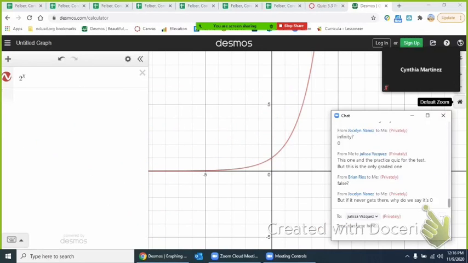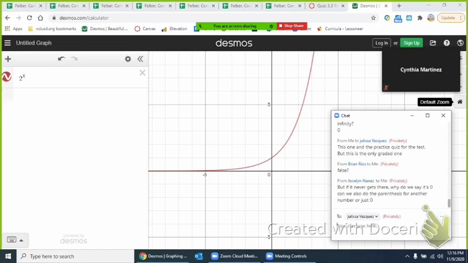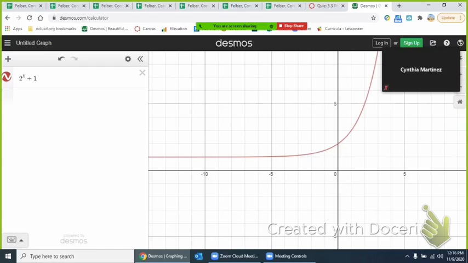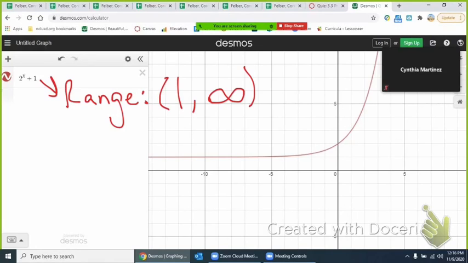That's a good question. Jocelyn's asking, can we do the parentheses for any number or just zero? Oh, no, you can do it for any number. Watch what happens if I change this equation. I'm going to do a plus one at the end. If you notice, that literally just moved it up one. Before I put it, it's right there. If I put plus one, it just moves everything up one. So the range of something like this would be 1, infinity. And remember, this parenthesis means that it doesn't actually get to 1.